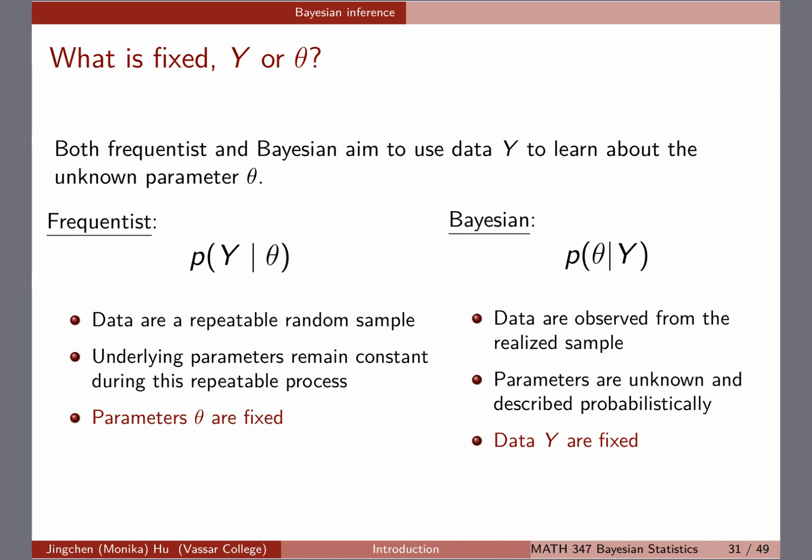Whereas for Bayesian, here we are generically using theta as the parameter and y as the data. In the Bayesian framework, data are fixed. You have what you have. We don't make too many assumptions about what if I had a different sample. This is what we have. But we always assume the parameter is random.